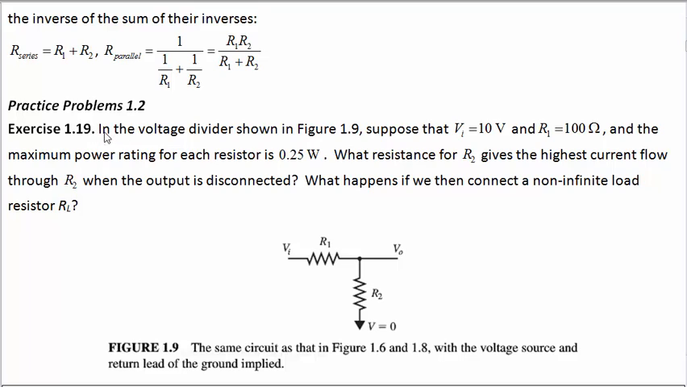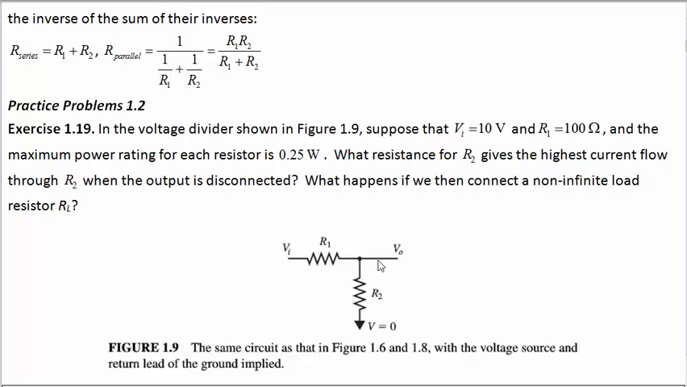Now, let's do this question. So what do we got here? This is exercise 1.19 from the Snoke textbook. In the voltage divider shown in figure 1.9, suppose that VI is 10, R1 is 100, and the maximum power rating for each resistor is 250 milliwatts. What resistance for R2 gives the highest current flow through R2 when the output's disconnected?